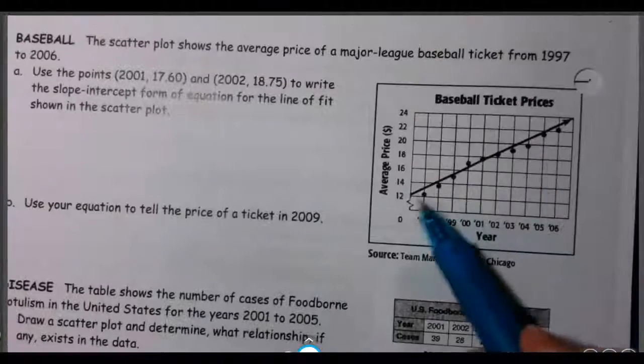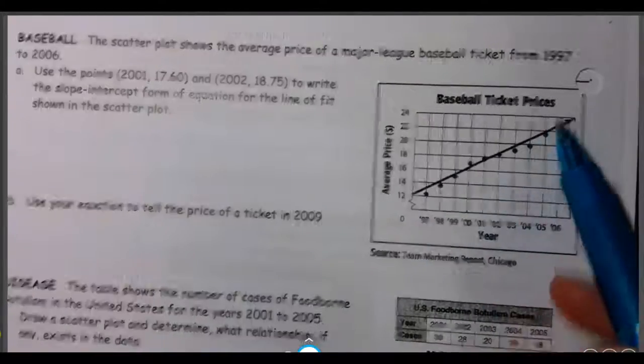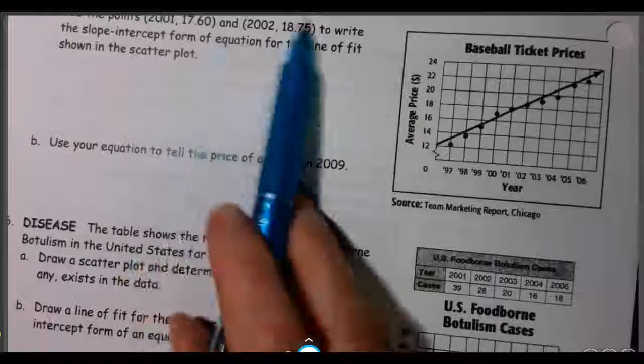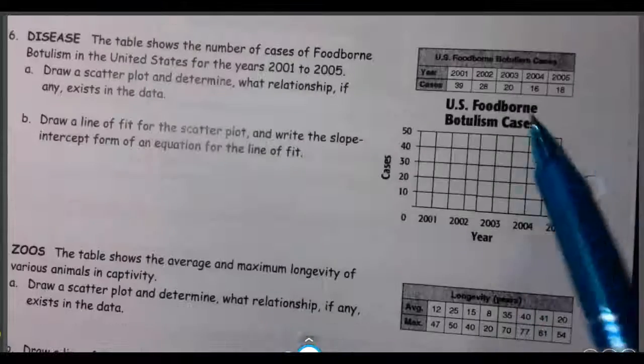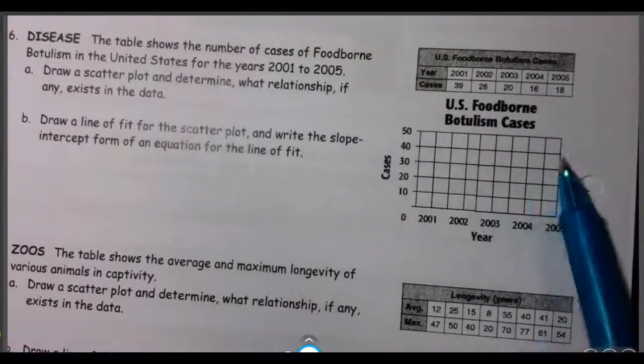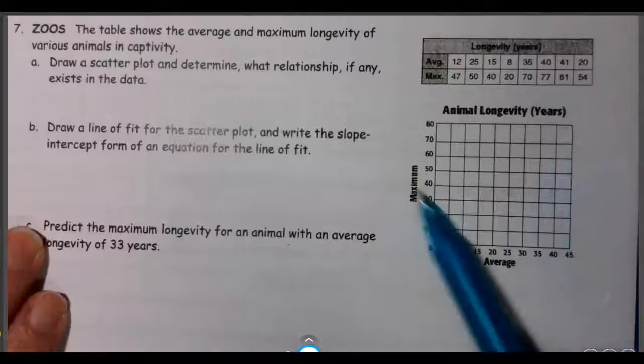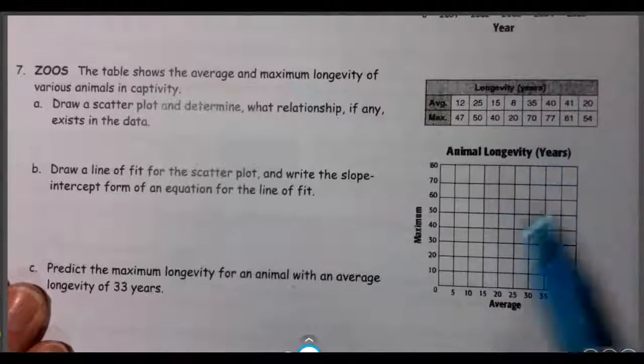Okay. So on the next page, notice this one. What kind of trend is that? That's positive. Okay, and it gives you what points you're going to use to write an equation with. Here, you're going to plot the points, come up with it. This one is a really good one. So I would try that one.